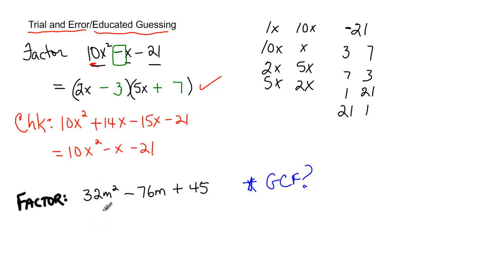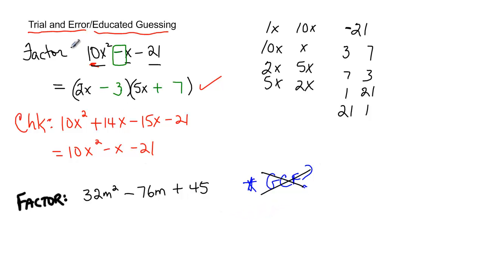Is there anything that goes into 32, 76, and 45? 45 is the most restrictive of these. I know that its factors include 5 and 9, neither of which will go into 32 or 76, or 3 and 15, for instance. And again, those don't go into 32 or 76. There is no common factor in this trinomial.